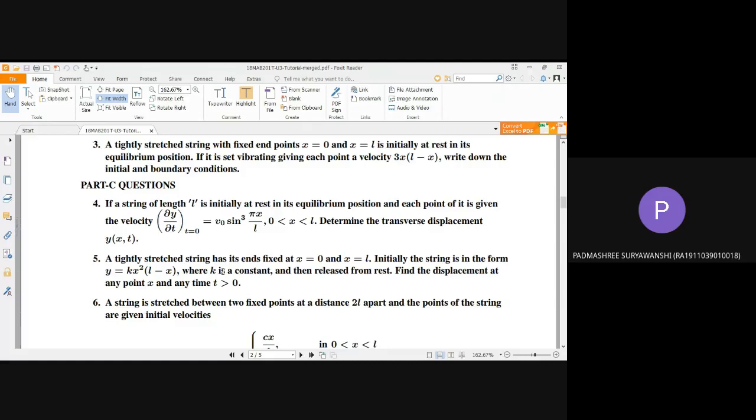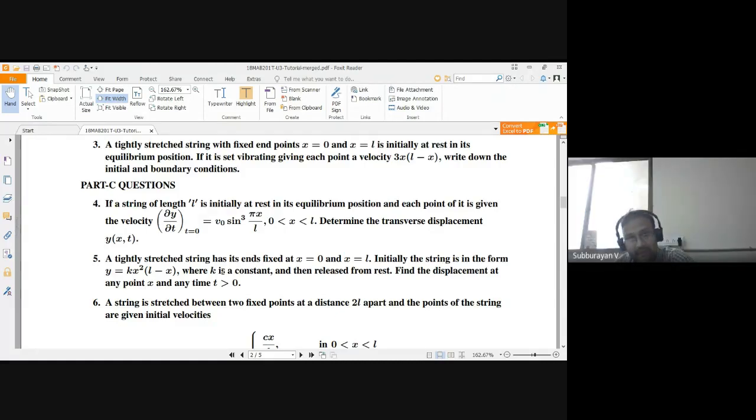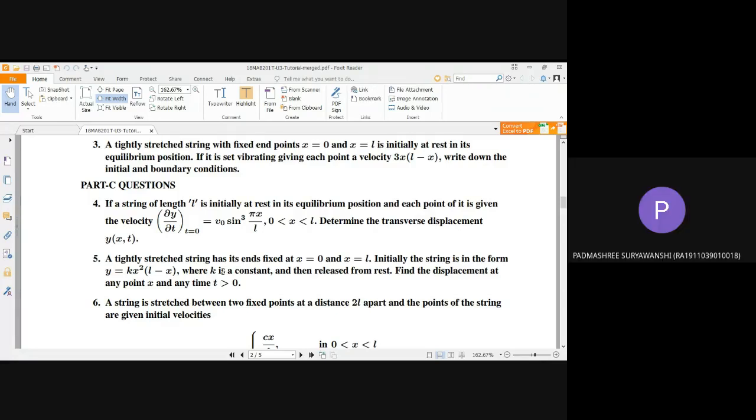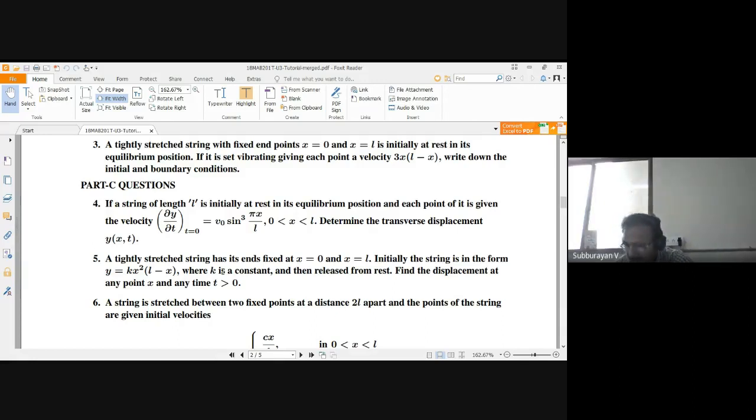Okay, sir. Then we have to convert sine cube theta. Yes. So therefore, what you will get here? This is 3v naught by 4 into sine pi x by L minus v naught by 4 into sine 3 pi x by L. Okay. So this can be written as 3v0 by 4 into sine pi x by L minus v0 by 4 into sine 3 pi x by L.